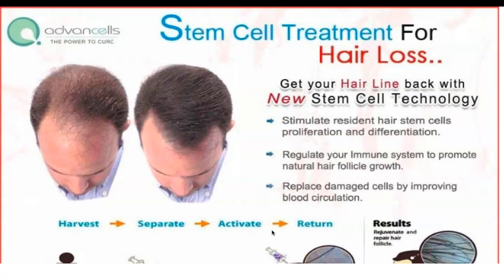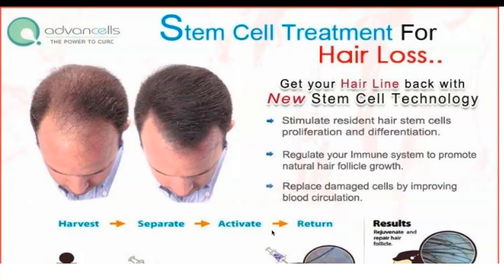For example, there is a stem cell treatment for hair loss. Now, with the help of this stem cell technology, the hairline comes back, as this new stem cell technology will stimulate the resident hair stem cells' proliferation and differentiation.